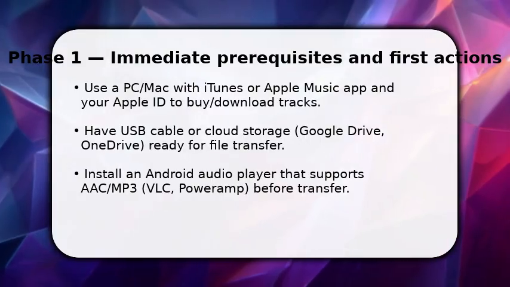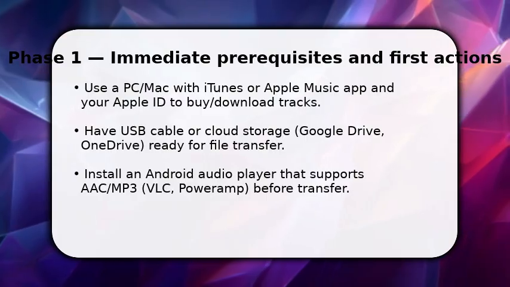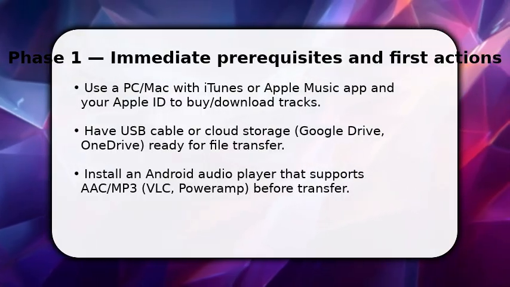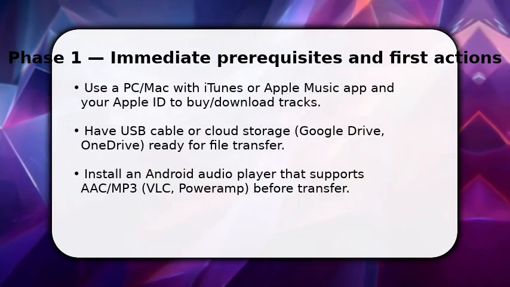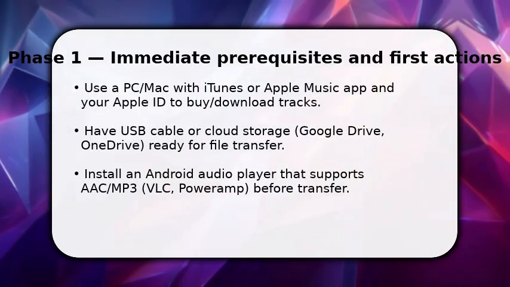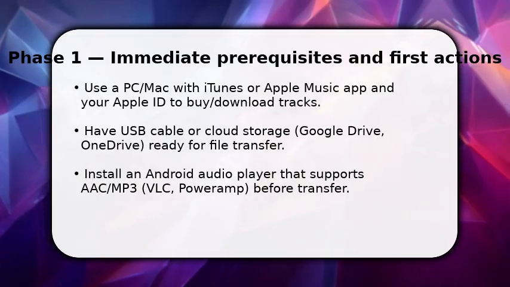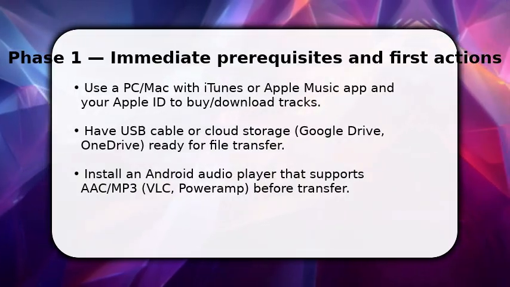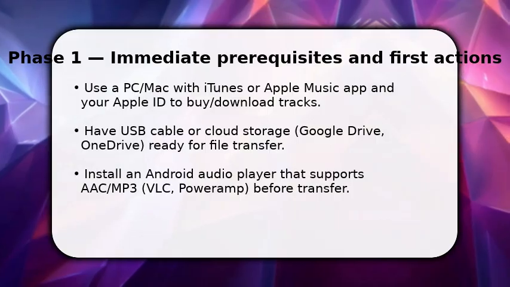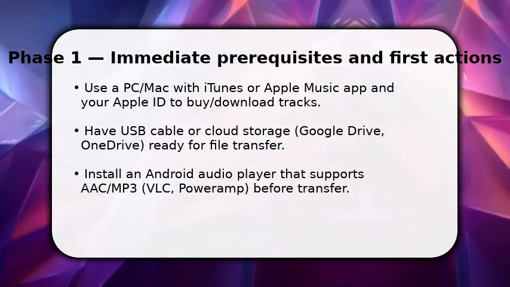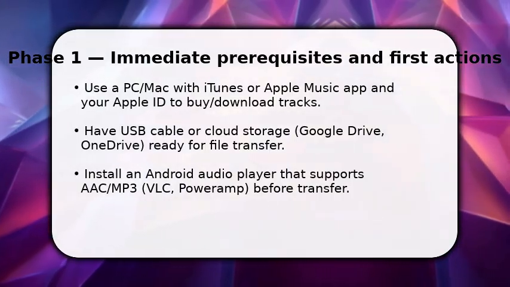You start on a computer, so you don't need an Apple ID on Android. Buy or download the tracks in iTunes or Apple Music app. Those files are the source. Once done, make sure you have a USB cable or cloud account ready for transfer and install a capable Android player like VLC. This approach keeps Apple authentication off your phone. It uses purchased or exported files you control.